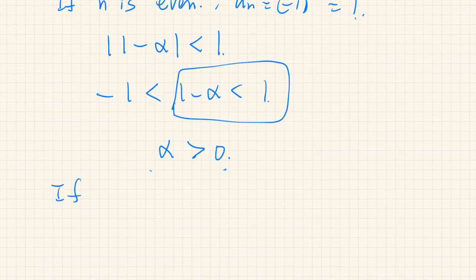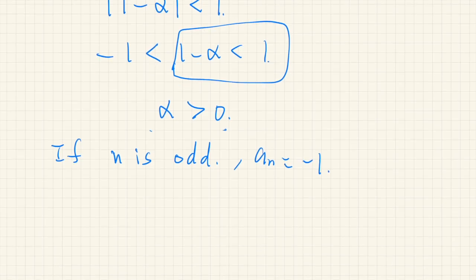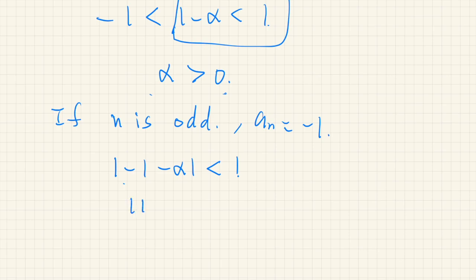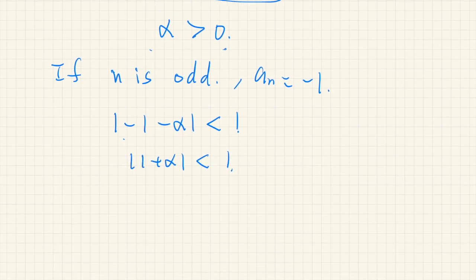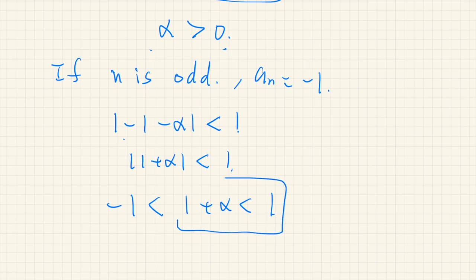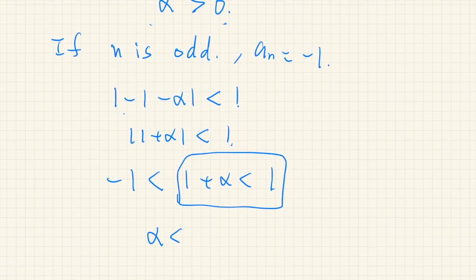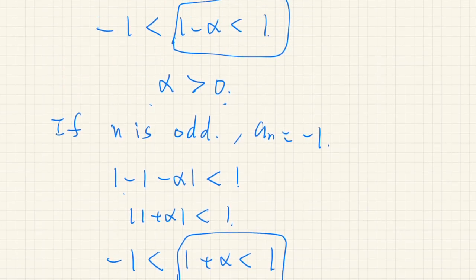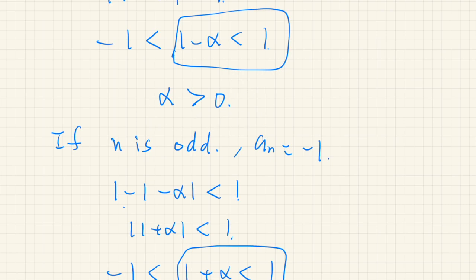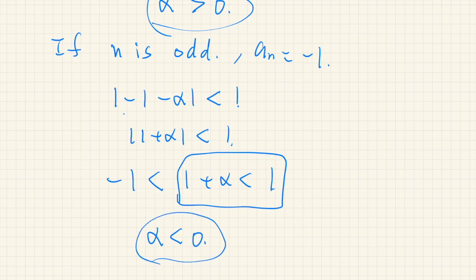On the other hand, if n is odd, then a_n is -1. So that means -1 minus alpha is less than 1 in absolute value. Of course, -1 minus alpha is -(1 plus alpha), so we should have this. From here, 1 plus alpha is between -1 and +1. In this case, let's look at this part. From here, we conclude that alpha is negative. So although alpha should be a constant, on one hand, it's positive, and on the other hand, it's negative. No real number can be both positive and negative at the same time. So this is a contradiction.